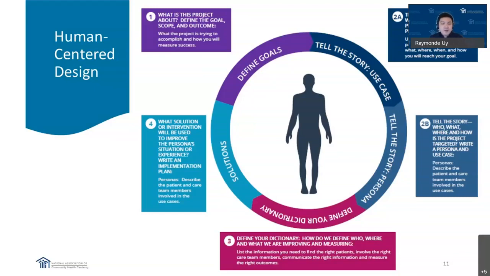On the bottom, number three would be defining your dictionary. When I say dictionary, these are your variables. These are the things you want to measure, for example. How do you define it? You put it in a dictionary, or what's called a data dictionary, so that we can capture or operationally define what we want to see. And then after collecting all of those, this will give you all of the materials necessary to come up with a strategy or a solution.